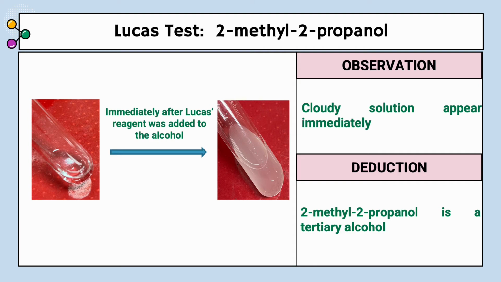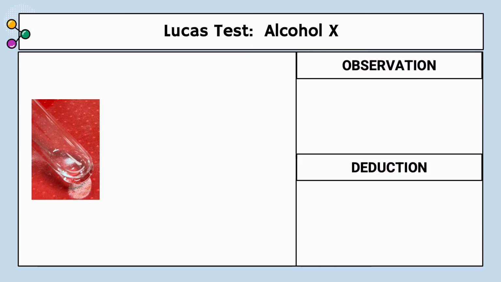Okay, for this experiment kita kena identify the identity of the unknown alcohol. So for this experiment, the unknown alcohol itu kita panggil dia sebagai alcohol X.